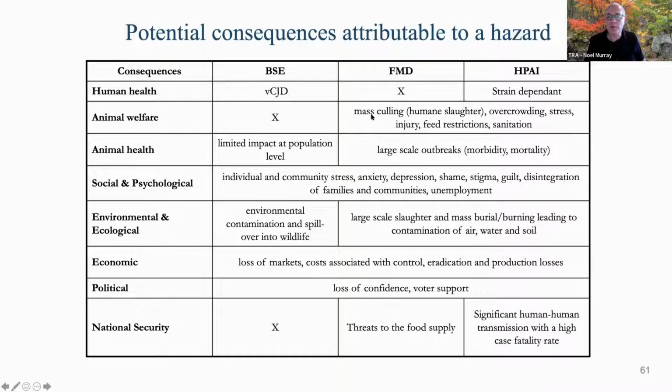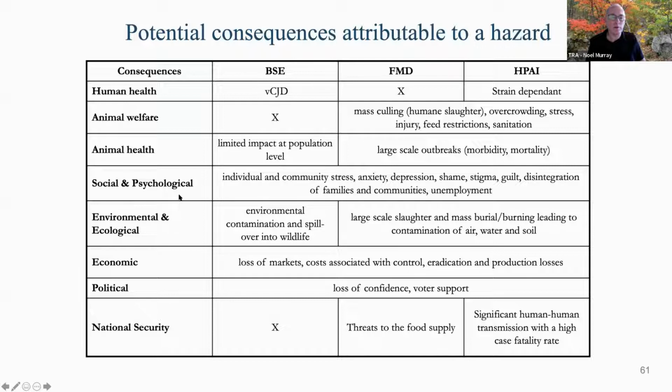For FMD and HPAI, there may certainly be concerns associated with mass culling, overcrowding stress, etc., in terms of animal welfare in how the outbreak is dealt with. Animal health, as I said before, for BSE, limited impact at a population level. Obviously for FMD and HPAI, there could be large-scale outbreaks with significant morbidity and mortality.